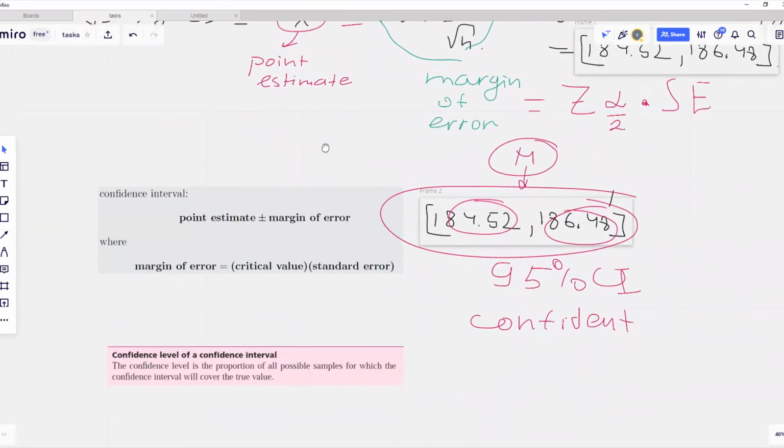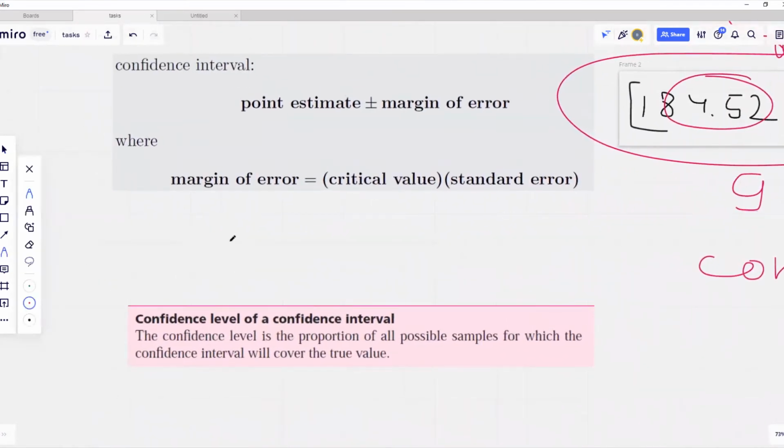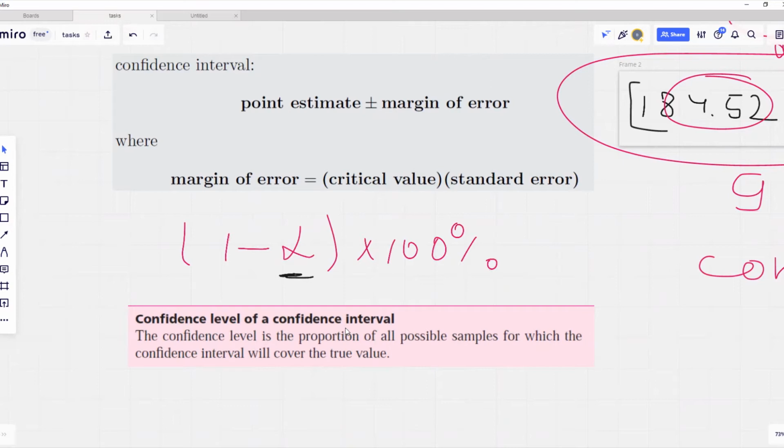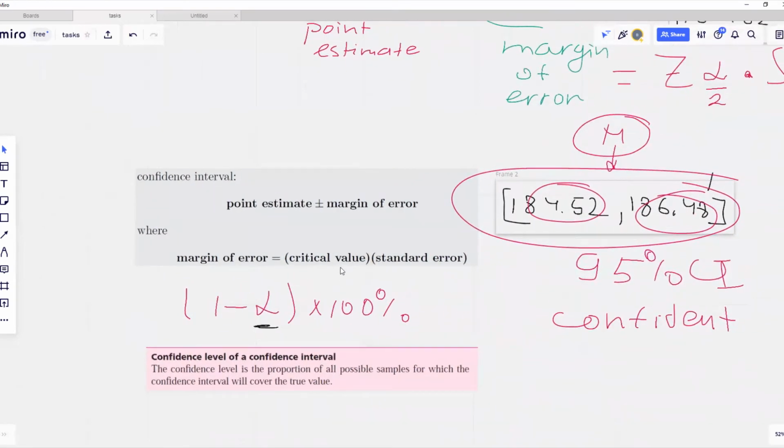All right, so basically confidence level is given as 1 minus alpha multiplied by 100%. I will explain in a second what we mean by alpha here. By confidence level, we mean the proportion of all possible samples for which the confidence interval will cover the true population mean.